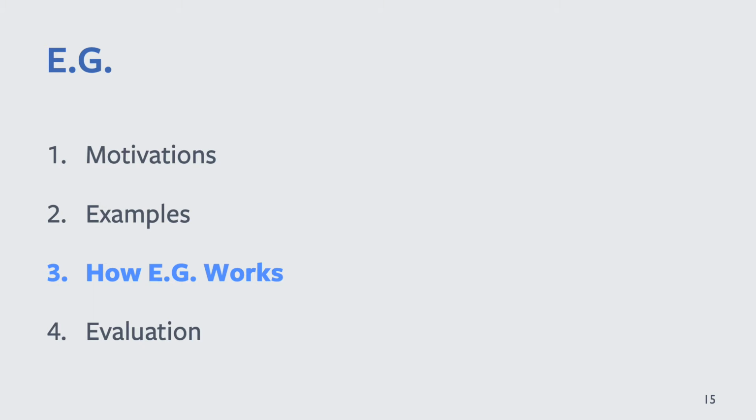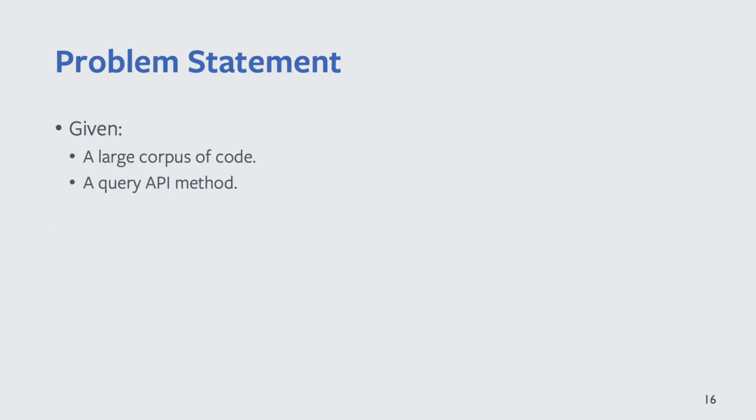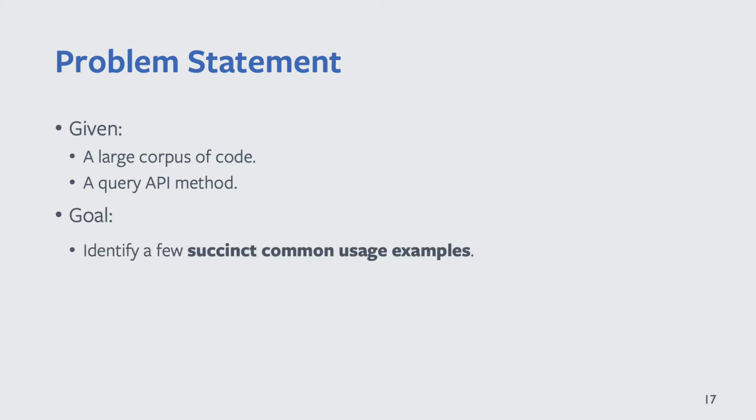Now that we've seen a few code examples created by E.G, let's take a closer look at how E.G works. We formulate the problem as such. We have a large corpus of code and a query API method that we want to see examples for. In our experiments, we use a corpus of 1.9 million Python methods from open source GitHub projects. Our goal is to identify a short list of succinct code snippets representing common uses of the query API.